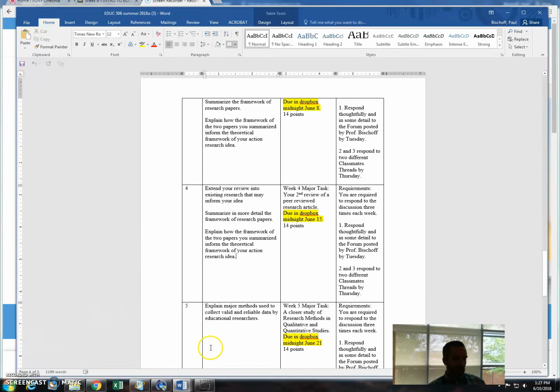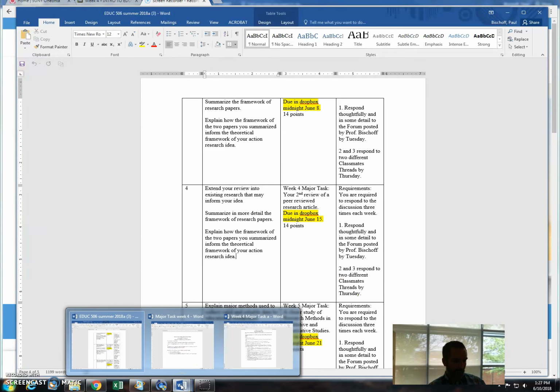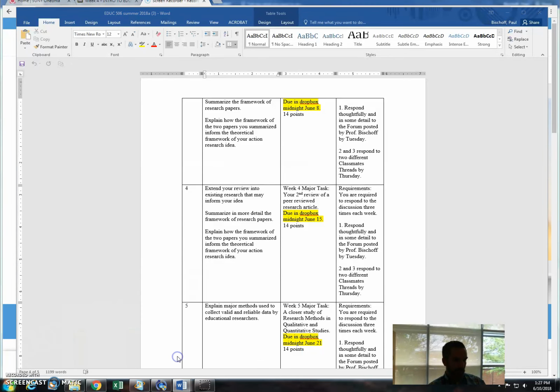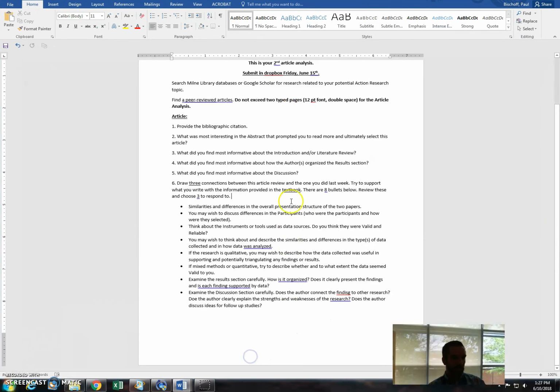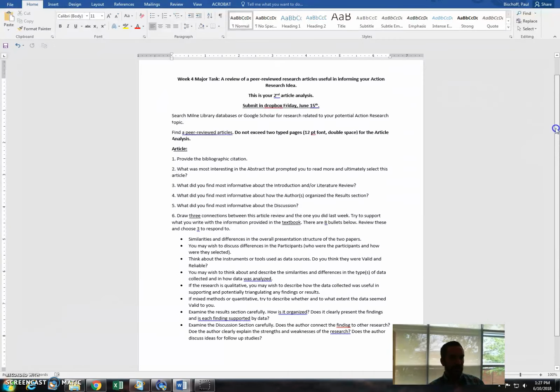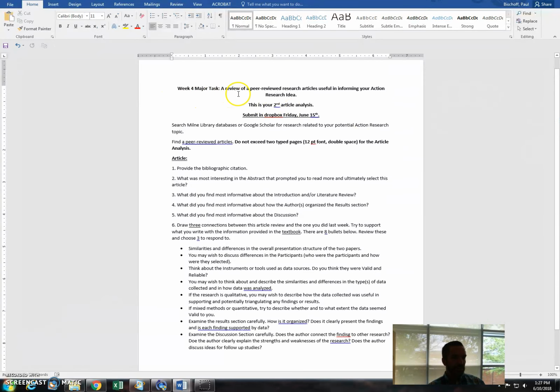Okay, let's take a look at the task sheet for week 4, and it's right here, I believe. Nope, that's not it. It's here. Okay, so here it is, right here in front of us. So week 4 task sheet, this is your second research article analysis due June 15th. And again, thank you very much for keeping up on all the assignments and getting things in the Dropboxes on time. It's made it a pleasure for me to keep up on the grading.